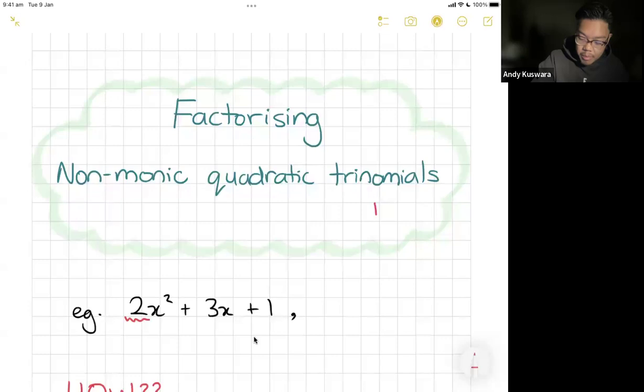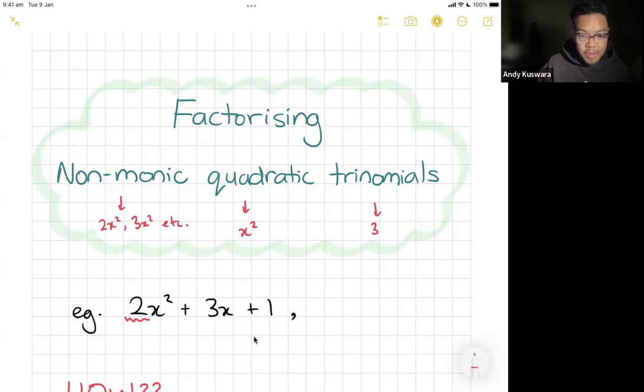Trinomials still mean 3. Quadratic still means some sort of x squared. Non-monic just means that we have some sort of non-1 number. So it could be 2x squared, 3x squared, etc. Now there's a slightly different method. It's going to feel the same for a bit, but then we've got a couple extra steps, because it is probably as difficult as this topic is going to get for now.